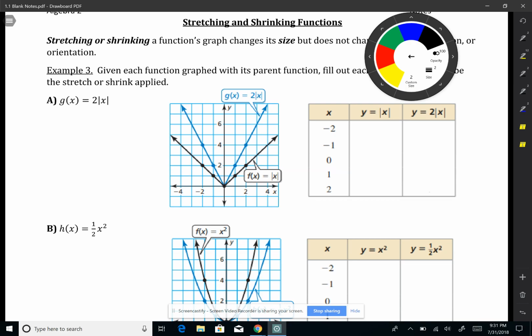So we know the parent function is f of x equals the absolute value of x, which is graphed for you. And then we have g of x equals 2 times the absolute value of x graphed on the same graph. Just naturally, it looks skinnier. But I'm thinking about stretching and shrinking.